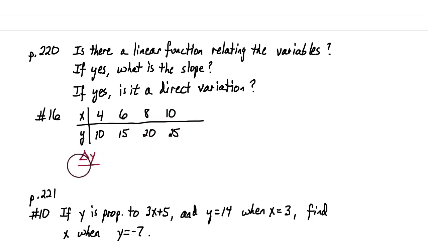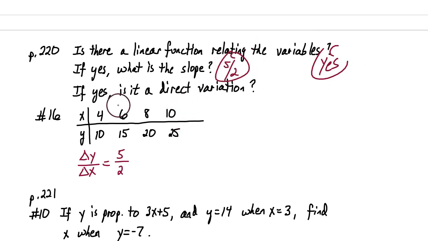The rate of change of y compared to the rate of change of x is that y changes by 5 units every time x changes by 2 units. That happens every dot. So the answer to this question is yes, there is a linear function. The slope is 5/2. To know if it's a direct variation, our linear function has to have 0 as the y-intercept. It has to follow this basic pattern. If the y-intercept on the end, however, is not a 0, then it is not a direct variation.